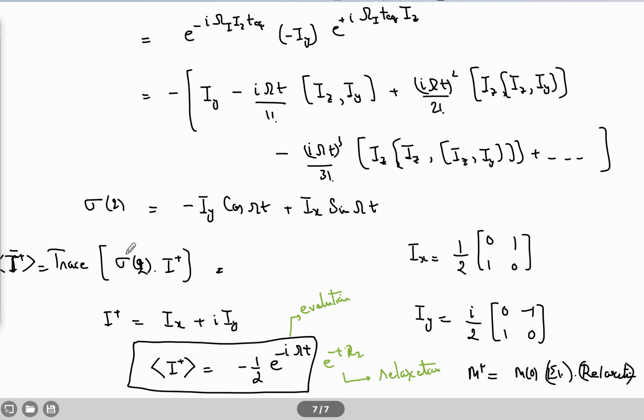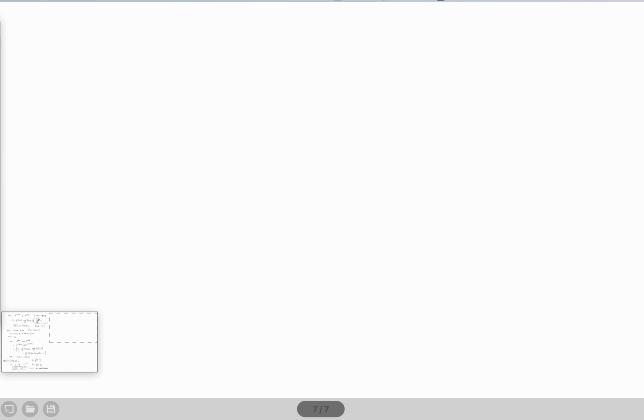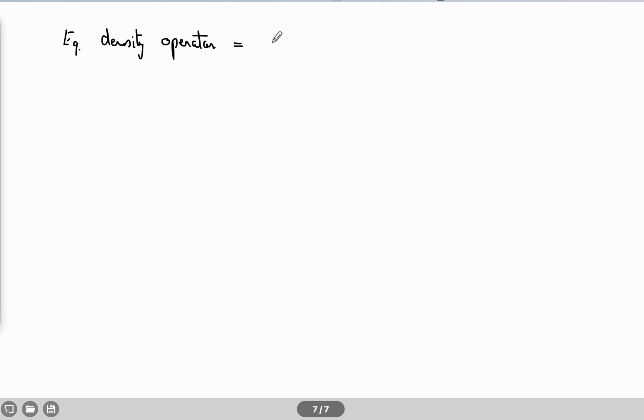Relaxation part. Okay, so now let us quickly summarize what we have learned so far. So we know that the equilibrium density operator, we'll write sigma eq, can be thought of as Iz. Of course, there are other constant terms which we are not worried about at this point of time.